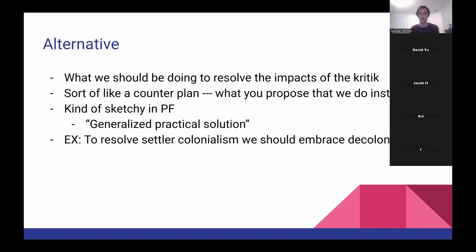And so an example of the alternative could be that to resolve settler colonialism, we need to embrace decolonization. You could say that materially we should give the land back to indigenous people it was stolen from. Or another example is on the capitalism critique. A common one is to endorse Communist Party movement building and dual power organizing, which says that essentially we should endorse the Communist Party and a grassroots movement in order to overthrow the larger structures of capitalism.